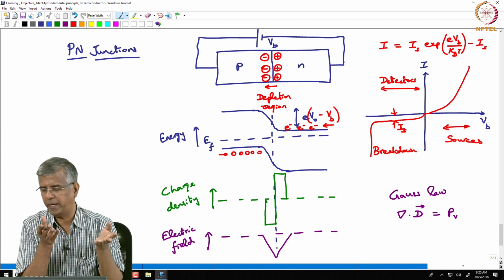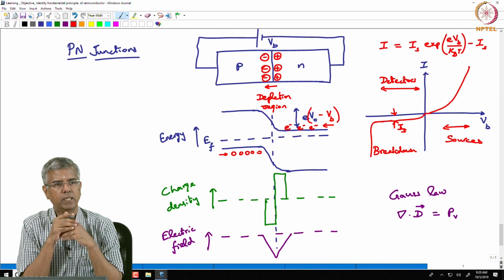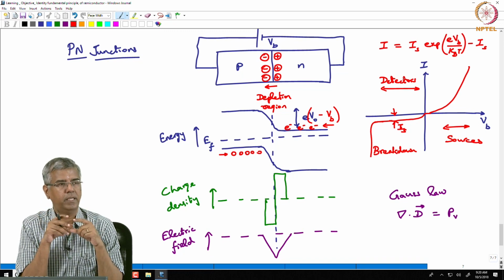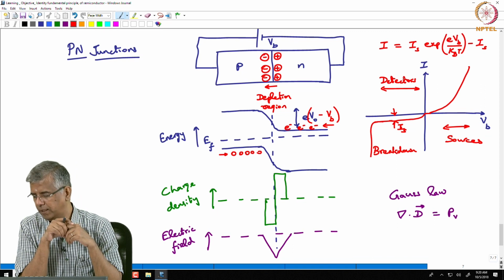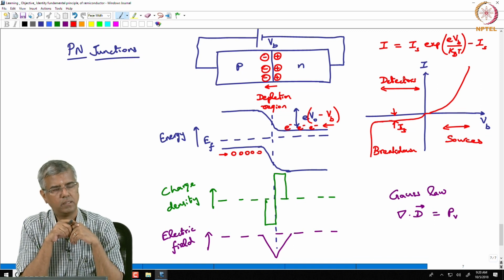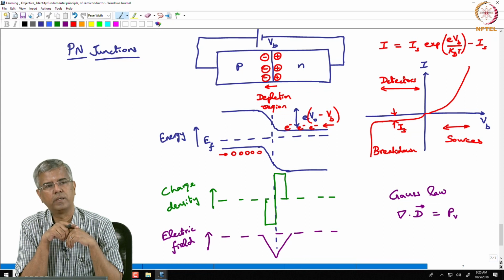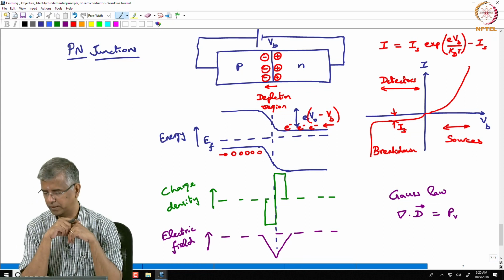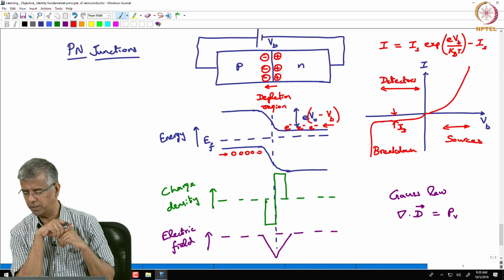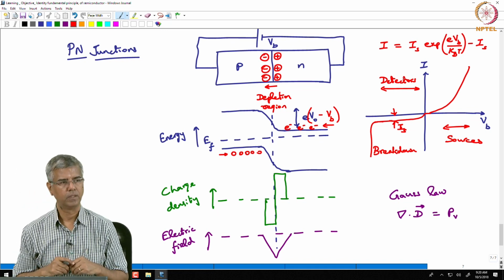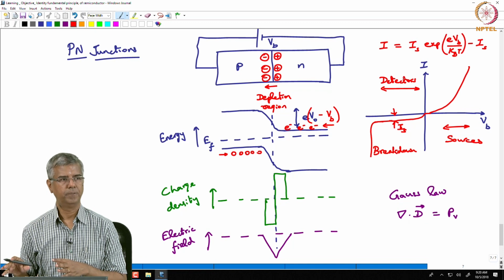So, forward bias of a PN junction, if your band gap energy is much greater than the thermal energy, then that forward bias can potentially give you light emission, and a reverse bias may be useful for light detection. Okay. Some of those specifics we will look into shortly. Any questions so far?